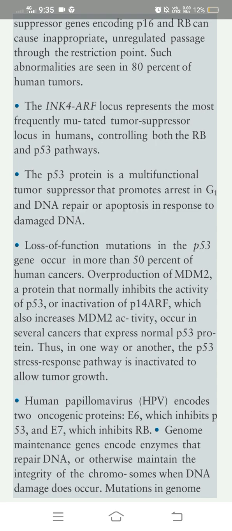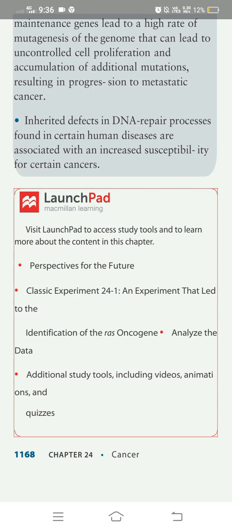Genome maintenance genes encode enzymes that repair DNA or otherwise maintain the integrity of chromosomes. When DNA damage does occur, mutations in genome maintenance genes lead to a high rate of mutagenesis of the genome that can lead to uncontrolled cell proliferation and accumulation of additional mutations, resulting in progression to metastatic cancer. Inherited defects in DNA repair processes found in certain human diseases are associated with an increased susceptibility to certain cancers.